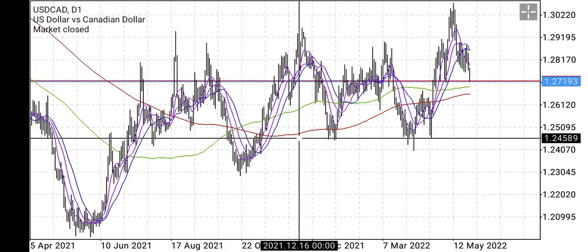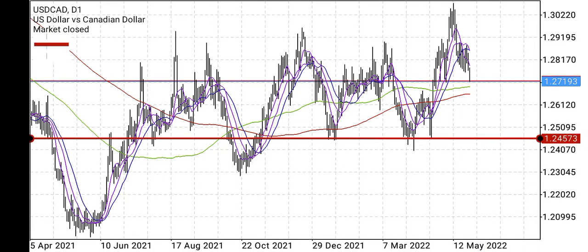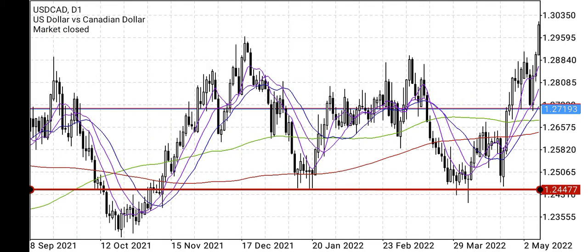So now this is a support line, right, this level. This is a support line.